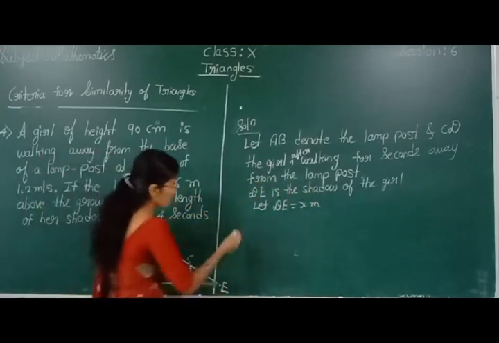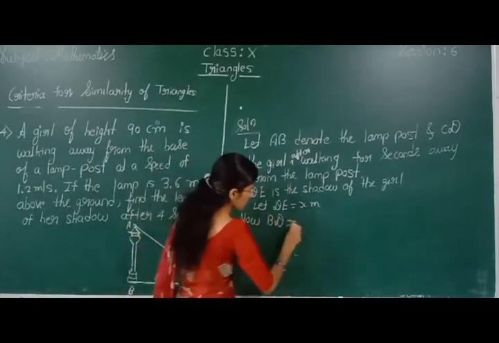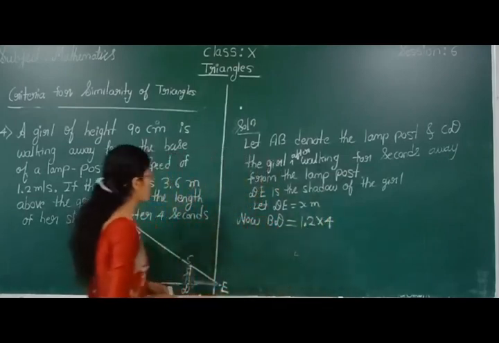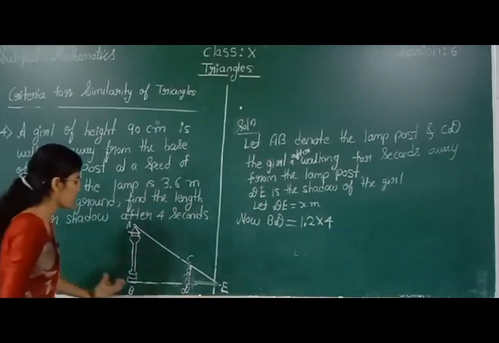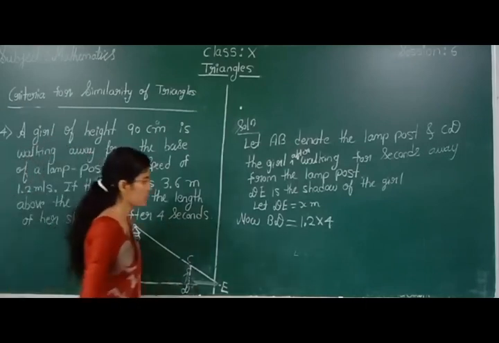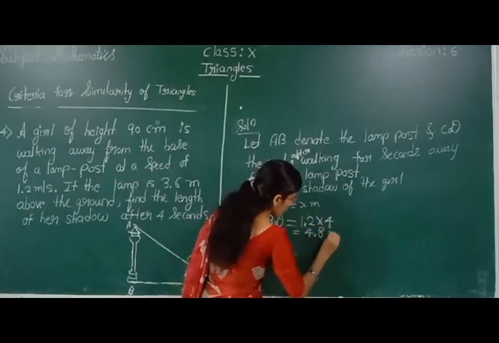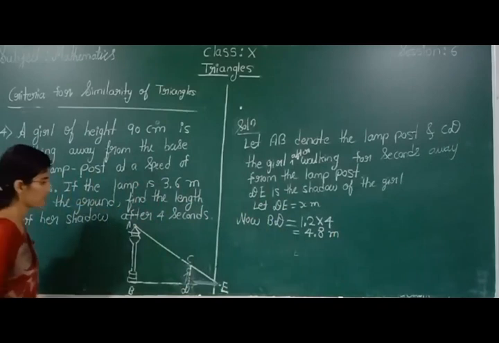Now see here. Now BD value is nothing but 1.2 into 4, because at a speed of 1.2 meter per second, the girl has walked away from the lamp post for 4 seconds. So that's why I put 4. And it will be 4.8 meter.